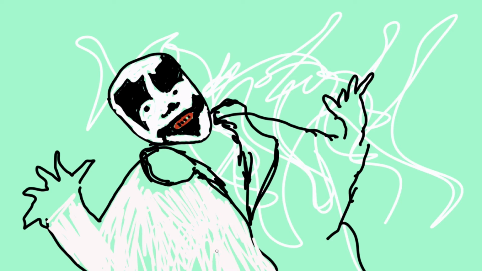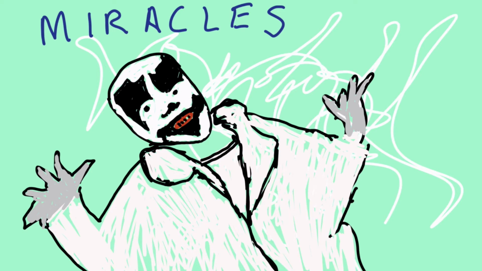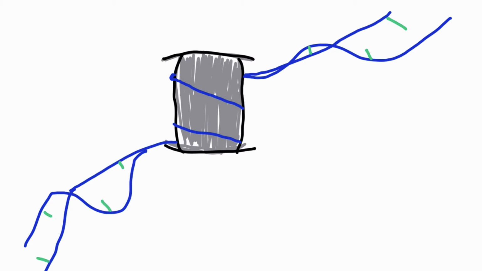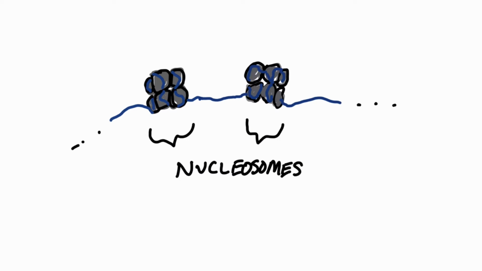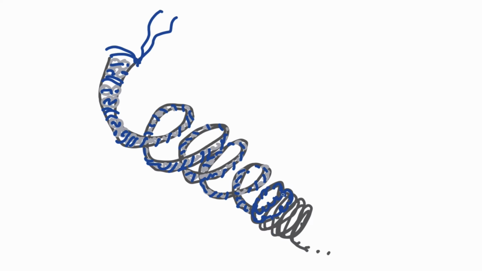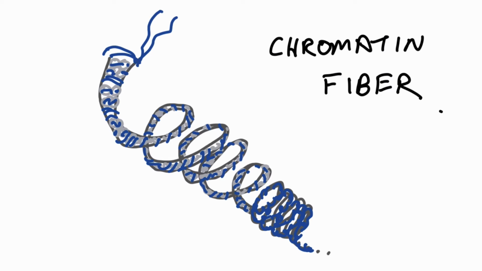Well, how does it all fit? Magic. DNA wraps around a protein called a histone, much like thread wraps around a bobbin. A nucleosome is a bundle of DNA wrapped around a collection of 8 histones. Nucleosomes twist and bundle together further to form chromatin fiber.